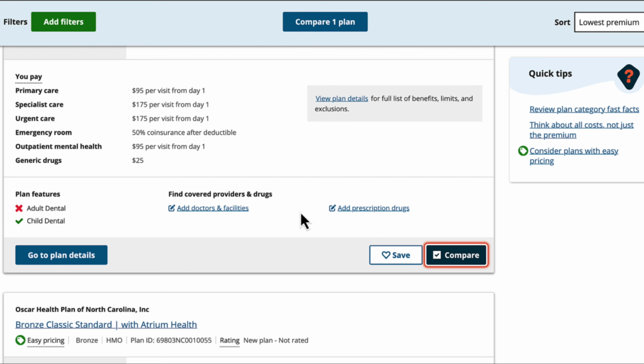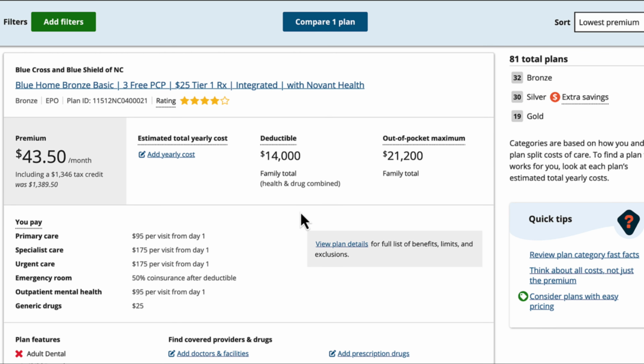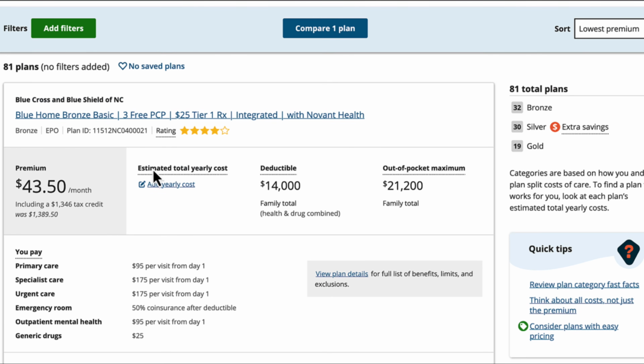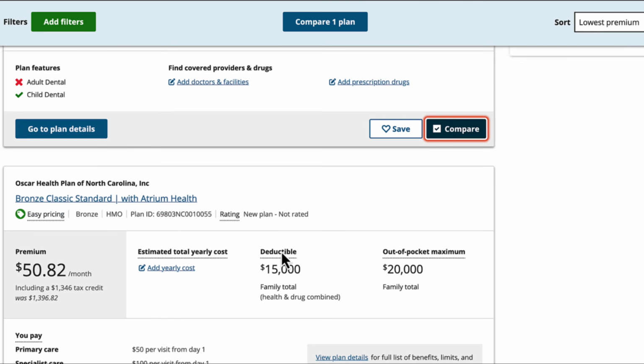But we are going to compare this one. You can compare up to 3 plans, which we'll see in a moment. That way you have a better idea of what the spectrum of plans might be. So this is a more bare bones plan. Lower monthly premium, higher costs when we actually utilize the insurance, and you'll see some of those additional benefits in just a moment.